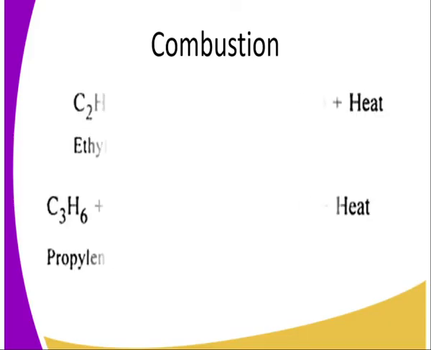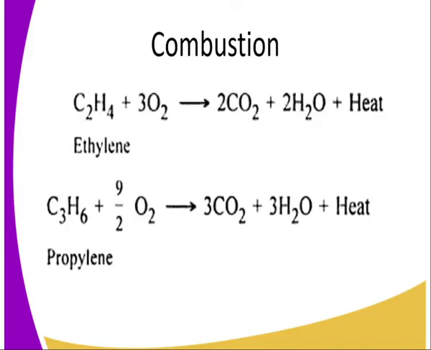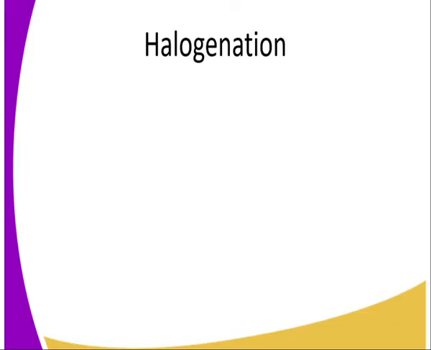So we also have the combustion reaction, where ethene reacts with oxygen when burnt in the atmosphere, giving us what? Carbon dioxide, water, and heat energy. Remember, they burn with a yellow sooty flame since they are not saturated. Propene will also react to give us carbon dioxide and water with the release of heat energy. The reactions in this case are exothermic, that is, they release heat energy to the surrounding.